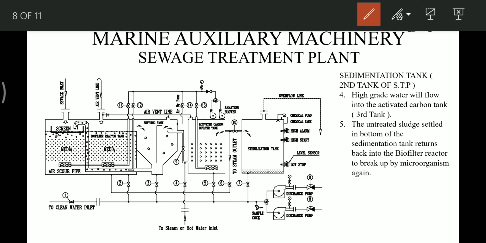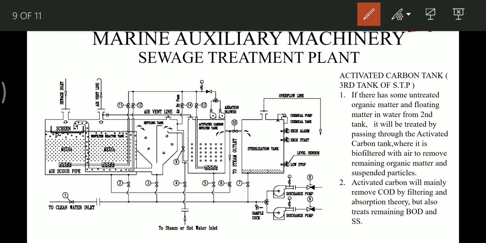The high grade water will flow into the activated carbon tank. So after settling has taken place, the high grade water will overflow onto this activated carbon tank. So basically this is the path of the water, and the sludge which gets settled over here moves in this direction. The untreated sludge settled in the bottom of the sedimentation tank is returned back into the biofilter reactor to be broken down by the microorganisms again, as I have already explained.